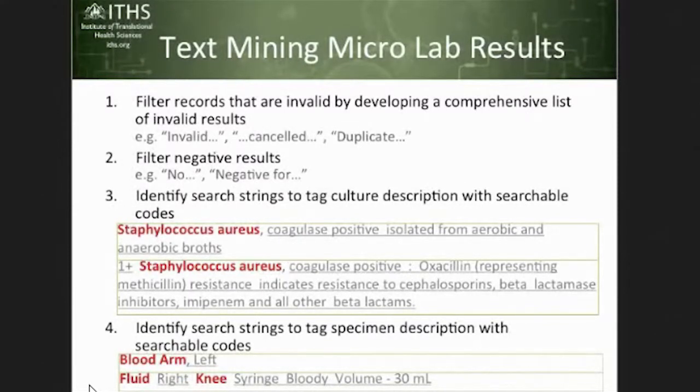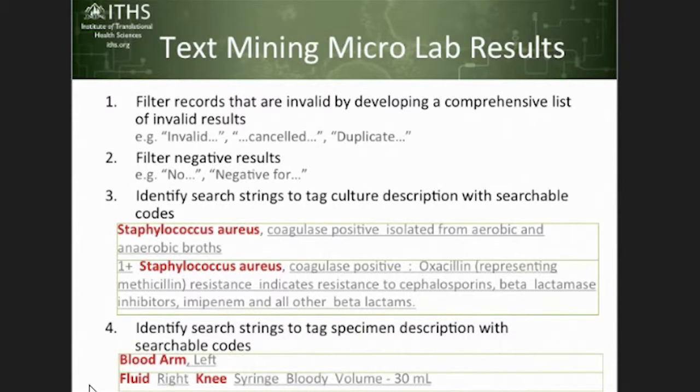Filter all the negative results. Thankfully, many begin with "no" and "negative." There are some "not found" type of results, but that was minimal. And then we identify search strings so that we can say, hey, this entire string, you can tag it as Staph aureus. This entire thing we can tag as Staph aureus. So we're basically searching for organism names in specimen.